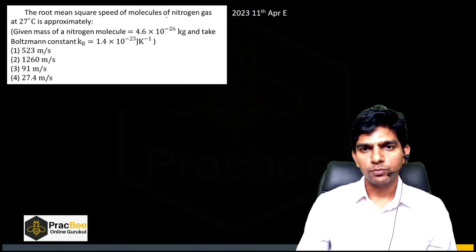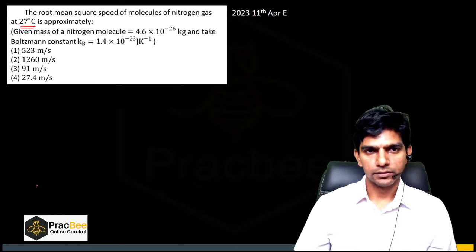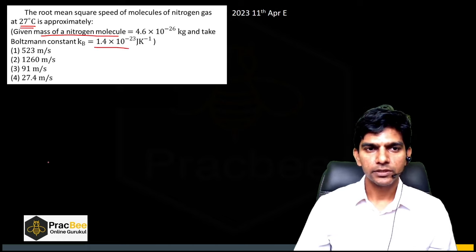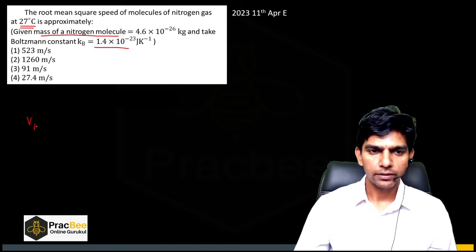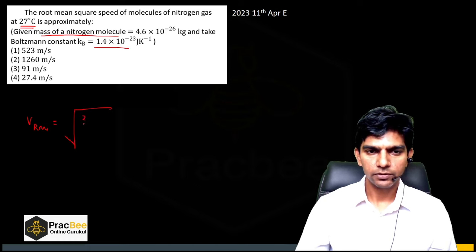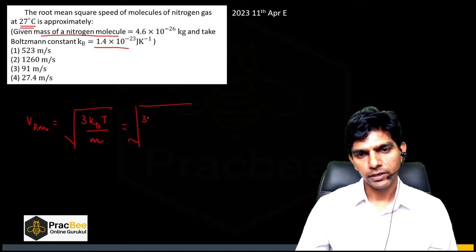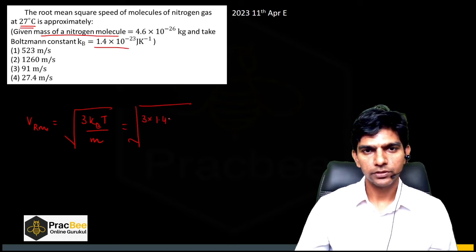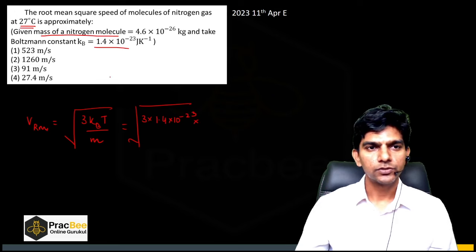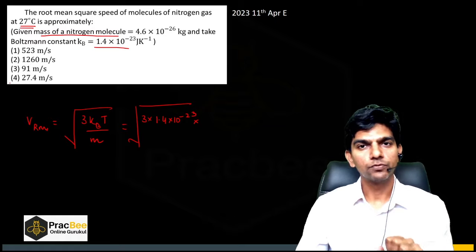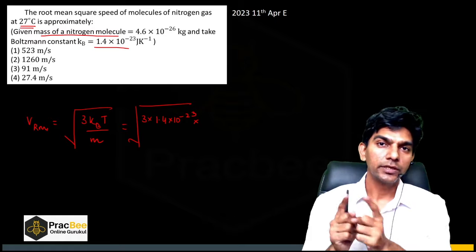The root mean squared speed of a molecule of nitrogen gas at 27 degrees. So we have been given the mass of one nitrogen molecule, and we have been given the value of the Boltzmann constant. So we can use this formula: root of 3 kB T by small m, where kB is the Boltzmann constant. If we substitute the values, 3 times kB is 1.4 into 10 raised to minus 23 times the temperature. Temperature is 27. Whenever you have to put temperature in the formula, always convert temperature into Kelvins.